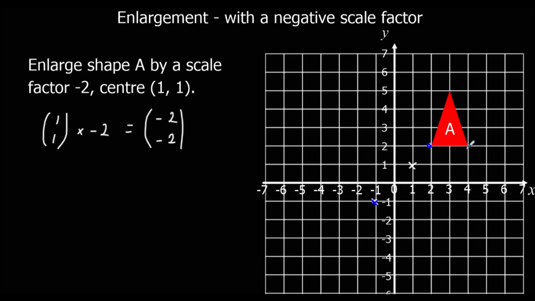Let's take another point. To get to the bottom right corner, I had to go 1, 2, 3 along, 1 up. So 3 along, 1 up. I'm going to multiply that by -2 because that's my scale factor. So -2 times 3 is -6, and 1 times -2 is -2. So to get to the new purple point on my enlarged shape, I'm going to go back 6, down 2. So 1, 2, 3, 4, 5, 6, 1, 2.